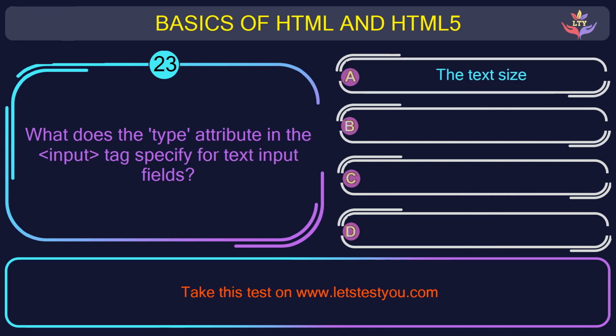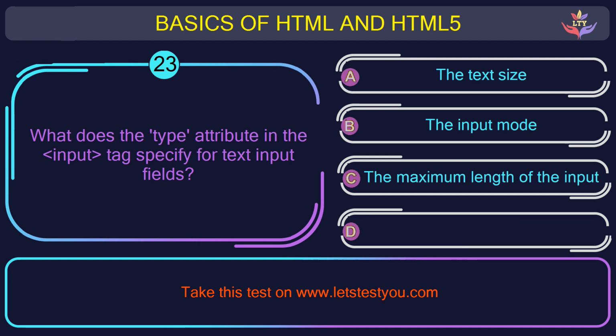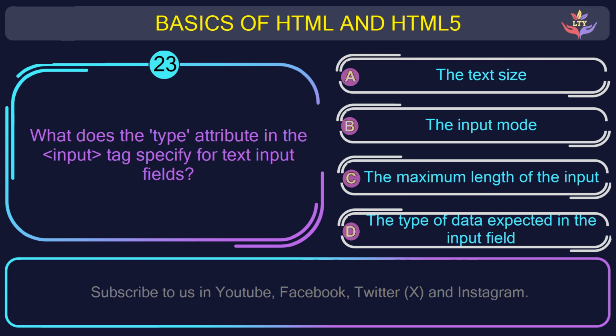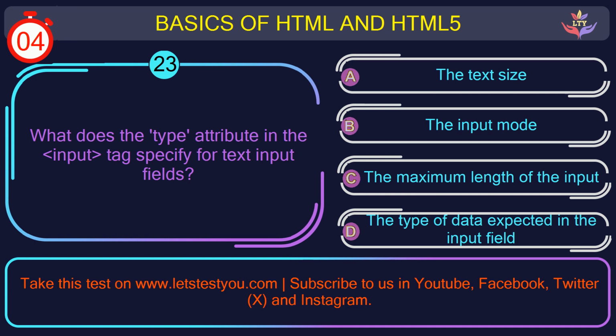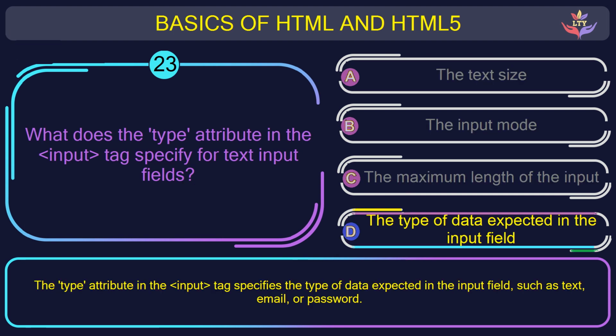Question number 23. What does the type attribute in the input tag specify for text input fields? The correct answer is option D. The type of data expected in the input field. The type attribute in the input tag specifies the type of data expected in the input field, such as text, email, or password.